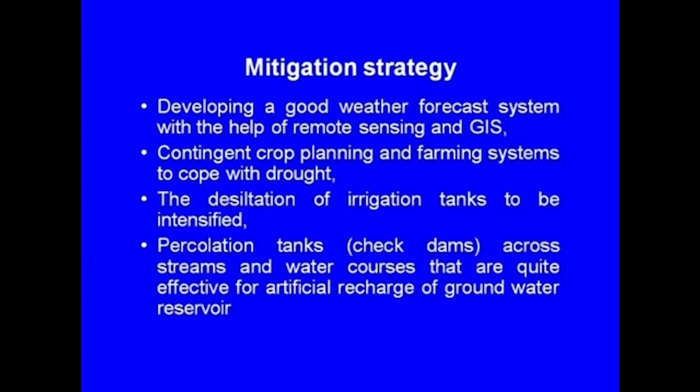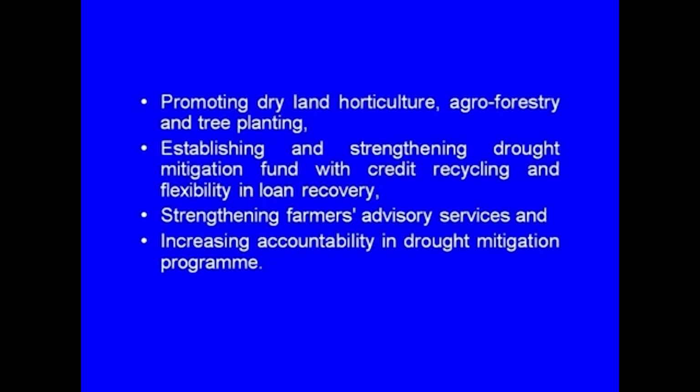A good mitigation strategy should involve developing a good weather forecasting system with the help of remote sensing and GIS, contingent crop planning and farming systems to cope up with drought, desilting of irrigation tanks to be intensified, percolation tanks, that is, check dams across streams and water courses that are quite effective for artificial recharge of groundwater reservoirs, promoting dry land horticulture, agroforestry and tree planting, establishing and strengthening drought mitigation fund with credit recycling and flexibility of loan recovery, strengthening farmers advisory services and increasing accountability in drought mitigation programs.